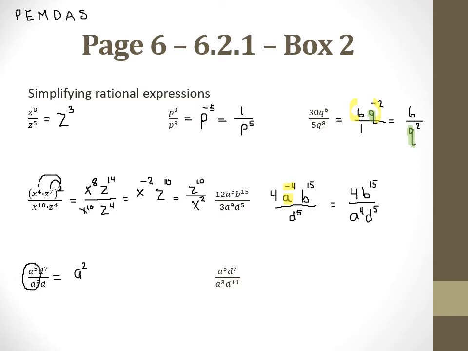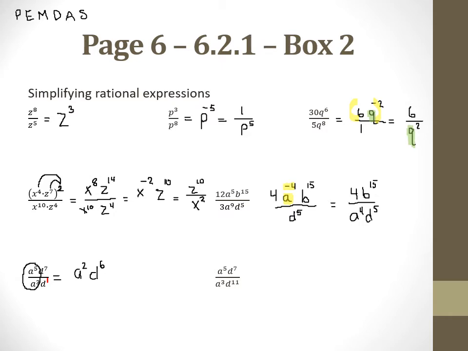And one thing to remember is that if you don't see an exponent written in, something like just d here in the denominator, that's d to the 1st power. So we've got d to the 7th divided by d to the 1st. Subtracting those gives us d to the 6th. So a squared d to the 6th would be the answer there.